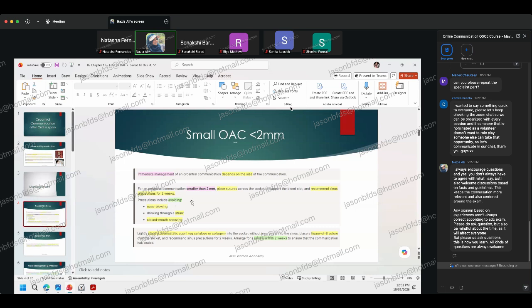So the management will depend on the size. The first thing we would do is place some stitches, and then we are going to place a gel inside it. If it's less than 2 millimeters, we put a stitch on top and give you instructions to follow for the next 2 weeks, like avoiding any sort of pressure changes between your mouth and your nose, like blowing your nose or drinking through a straw.